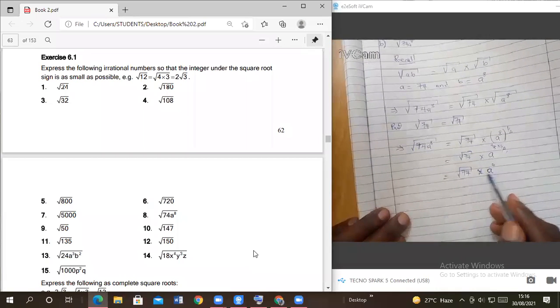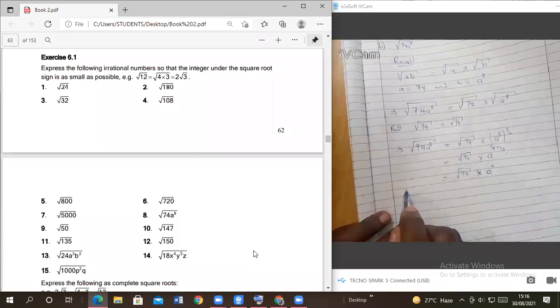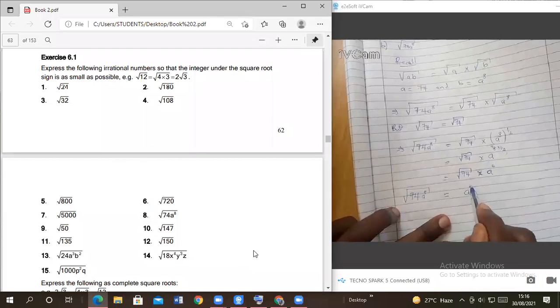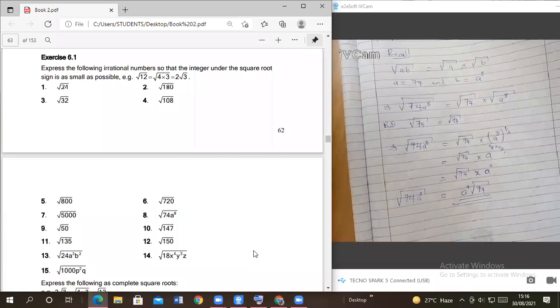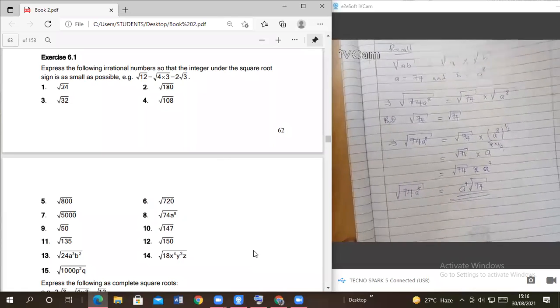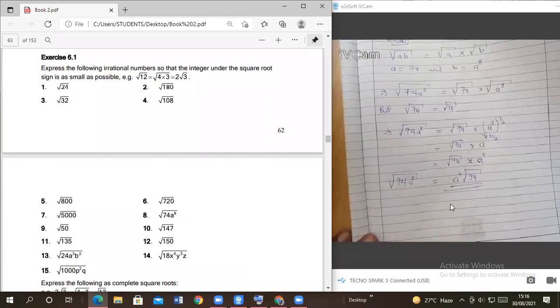But we said when you write it like this, it is wrong. So therefore, root of 74 a to the power 8 is going to be equal to a to the power 4 root of 74. As simple as that.